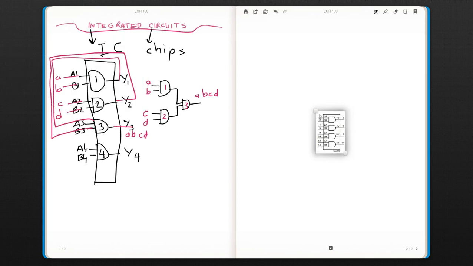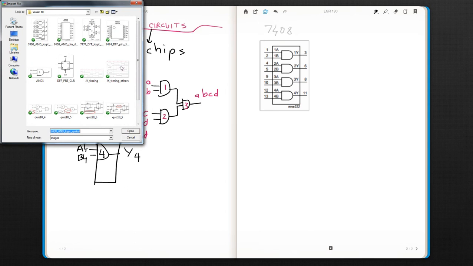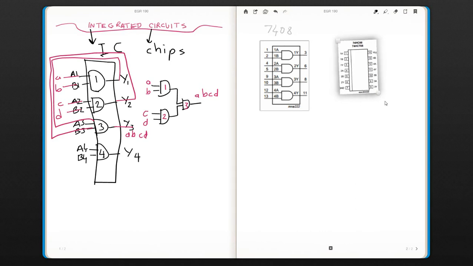So I'm going to show you now an integrated circuit that we actually use. This is 7408. This is an AND gate, and this chip has four AND gates, and you can see the inputs 1A, 1B, 2A, 2B, 3A, 3B, and 4A, 4B.